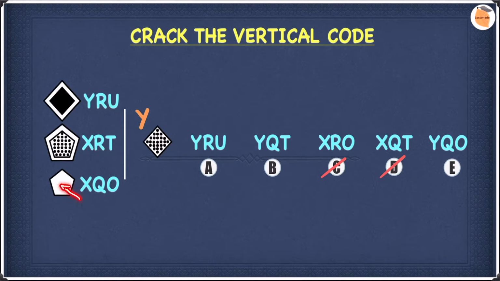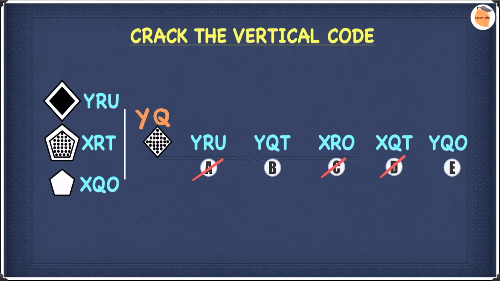But if you only have one shape, the middle letter is a Q. Over here on the right, we only have one shape, so the middle letter is going to be a Q, and we can write that above the diamond. So this means we can cross off the likes of A because it has YR, not YQ. So we are left with B and E.